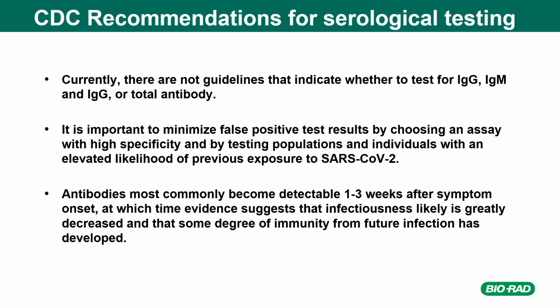Alternatively, an orthogonal testing algorithm employing 2 independent tests in sequence when the first test yields a positive result can be used when the expected positive predictive value of a single test is low. Antibodies most commonly become detectable 1 to 3 weeks after symptom onset, at which time evidence suggests that infectiousness likely is greatly decreased and that some degree of immunity from future infections may have developed. However, additional data are needed before modifying public health recommendations based on serologic test results, including decisions on discontinuing physical distancing and use of personal protective equipment.